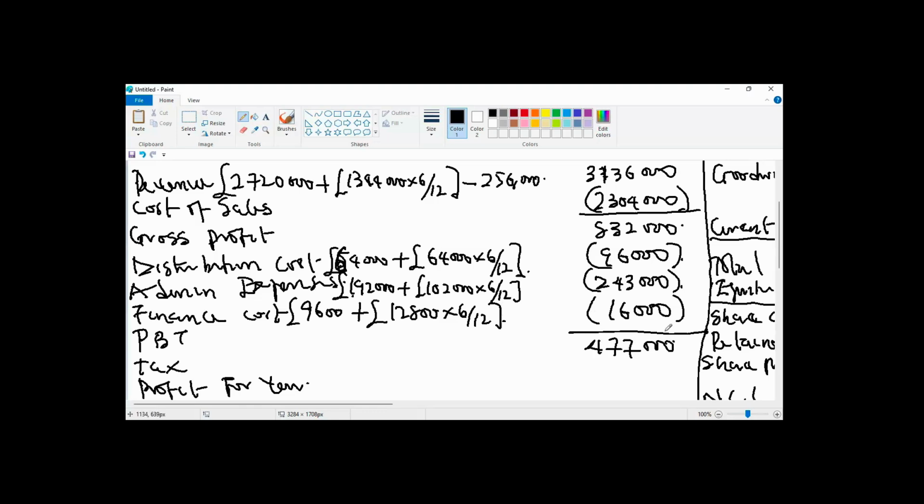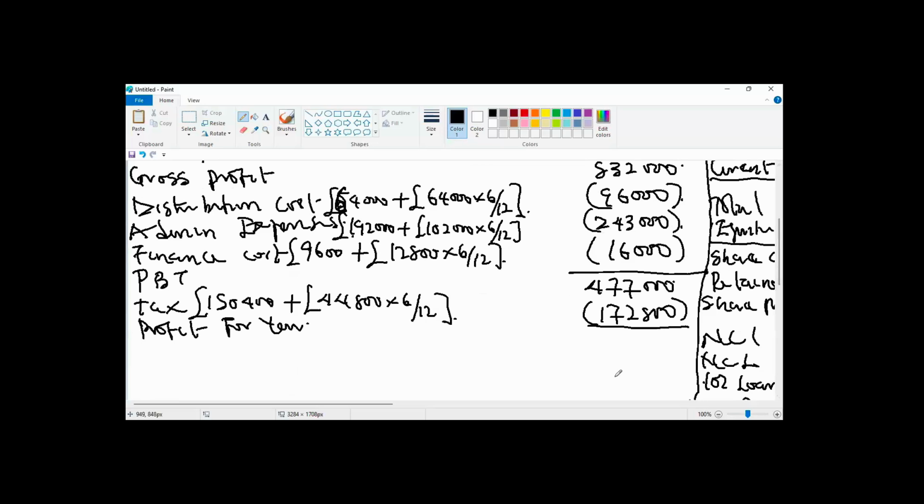Then what is the tax of the parent? I'll go and check. The tax of the parent is 150,000, plus the subsidiary, 172,800. Profit for the year, 304,200.